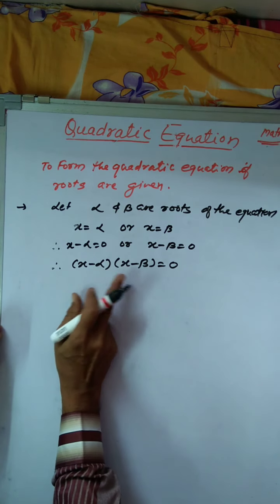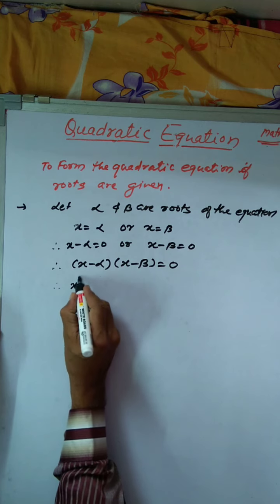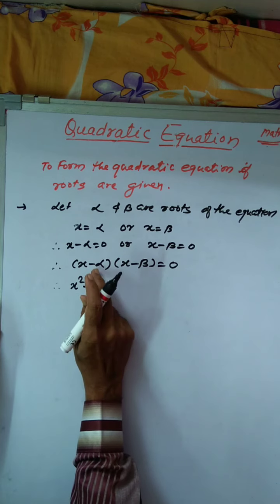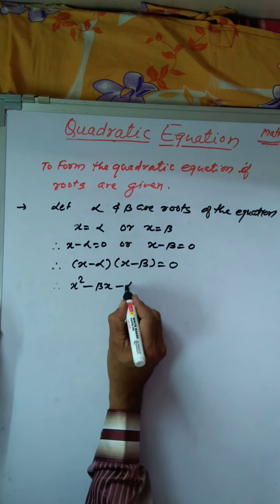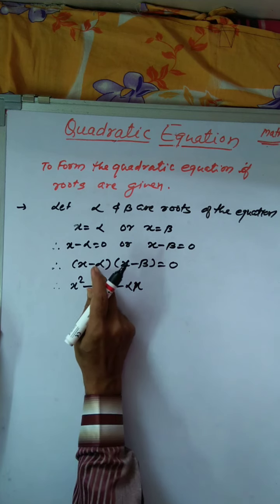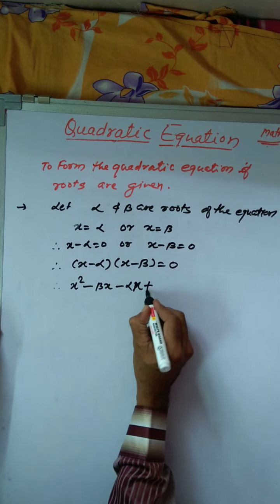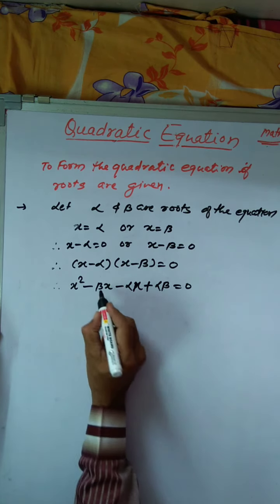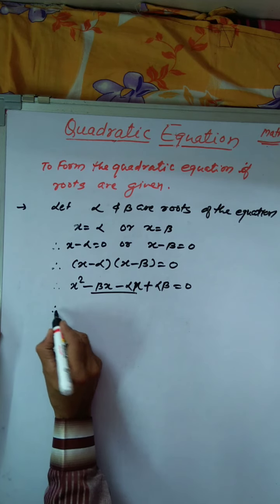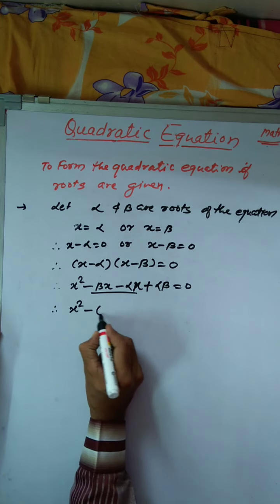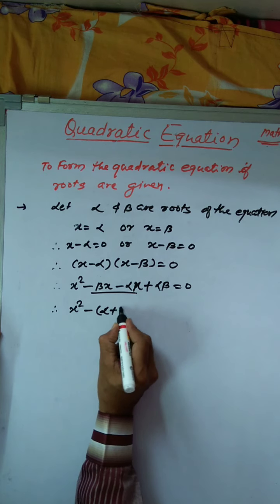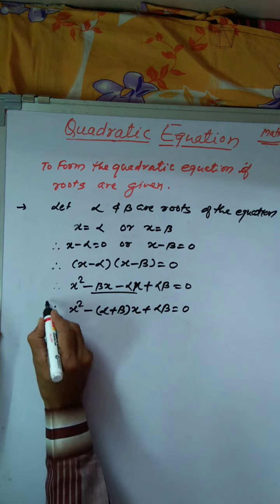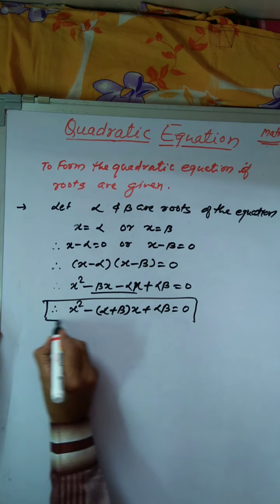Now we have to simplify these two brackets. We get x into x, that means x square, x into minus beta is equal to minus beta x. Now minus alpha into x is minus alpha x, and minus alpha into minus beta, minus minus gives plus, plus alpha beta is equal to 0. Now add these two terms, hence we get x square minus (alpha plus beta) x plus alpha beta is equal to 0. This is our required equation.